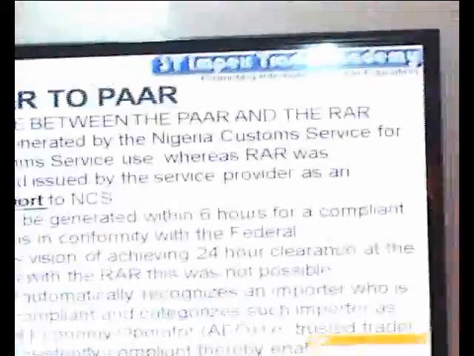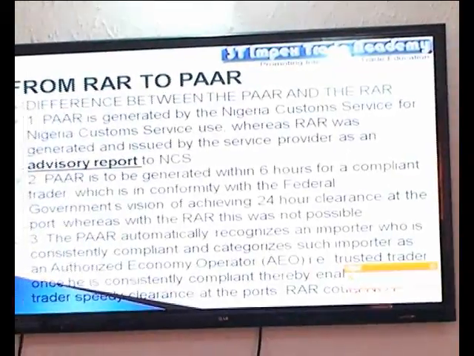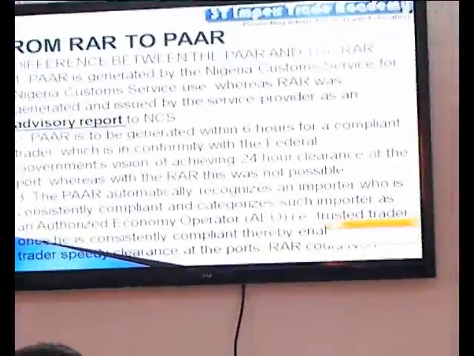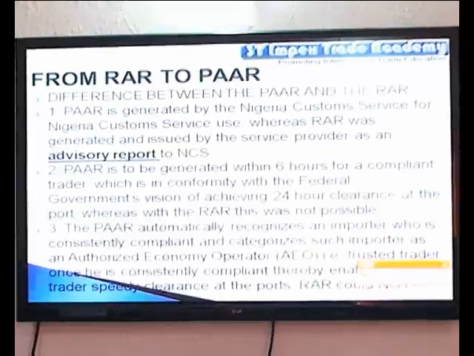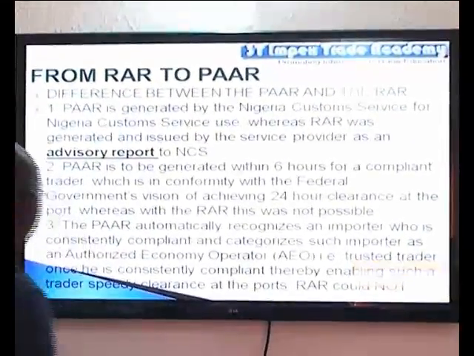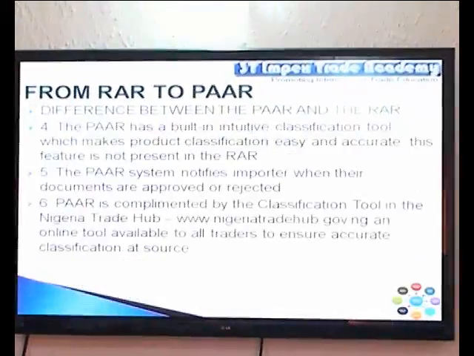federal government vision of achieving a 24-hour clearance target at the port. Whereas with RA, this is not possible. PA automatically recognizes an importer who is consistent and compliant, and categorizes such an importer as an authorized economic operator, that is a trusted trader, once consistently compliant, thereby enabling such traders speedy clearance at the port.